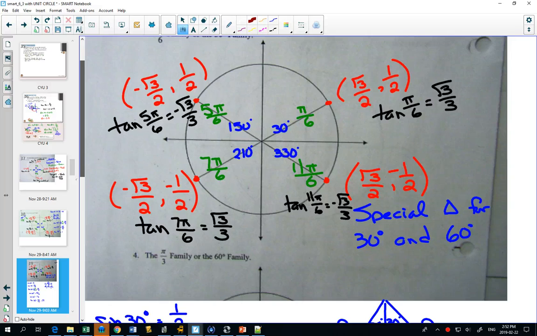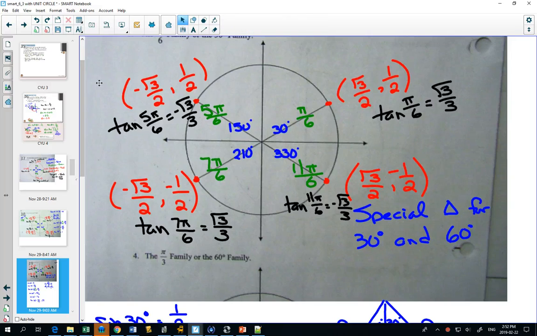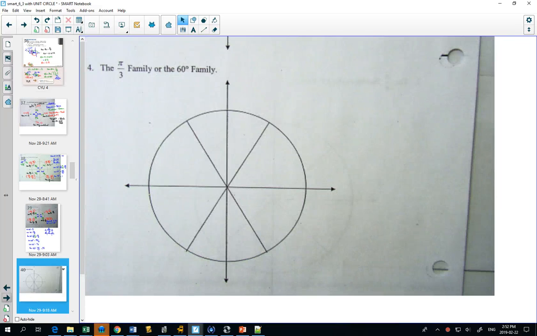Perfect. And since we drew our special triangle for 30 degrees, we can do our pi over 3 or 60 degree family. I am going to write 60 degrees and pi over 3 and give you 20 seconds to finish the rest of the pi over 3 family in degrees and radians.